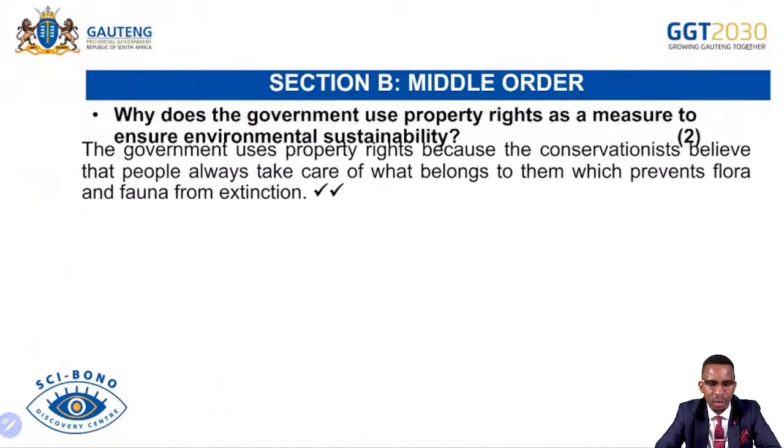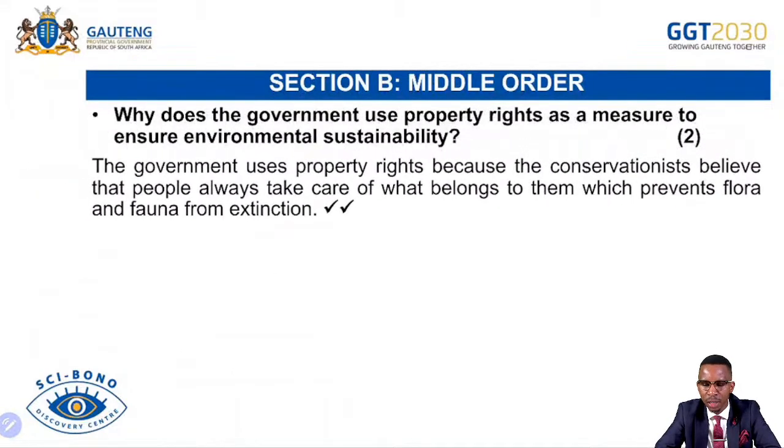Let's look at the answer. The government uses property rights because the conservationists believe that people always take care of what belongs to them, which prevents flora and fauna from extinction. So some plants and animals will be protected if there is rightful ownership of that particular land. People will always protect what belongs to them in the particular area. They will never destroy it. That's why the government intervenes by providing property rights.